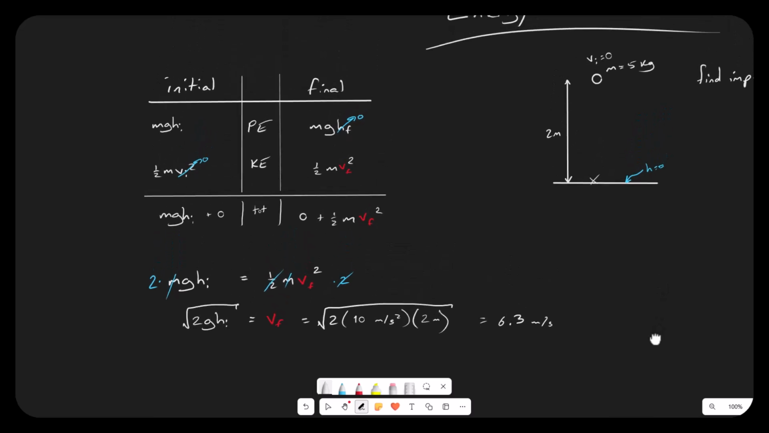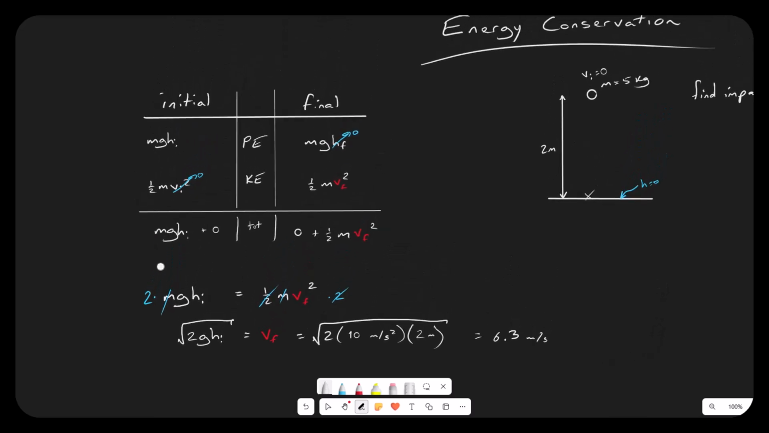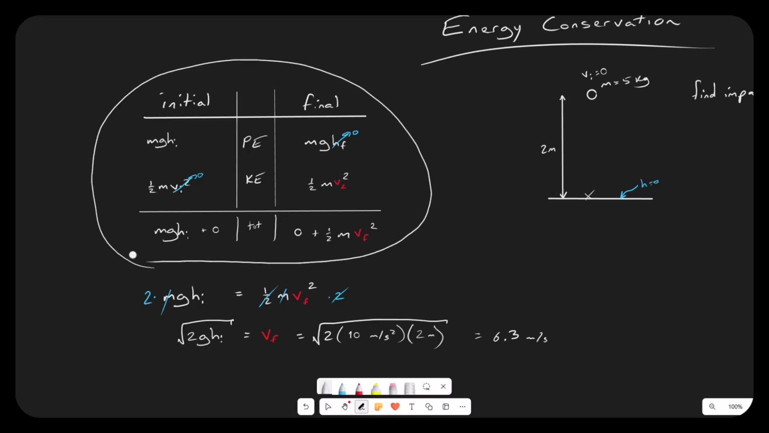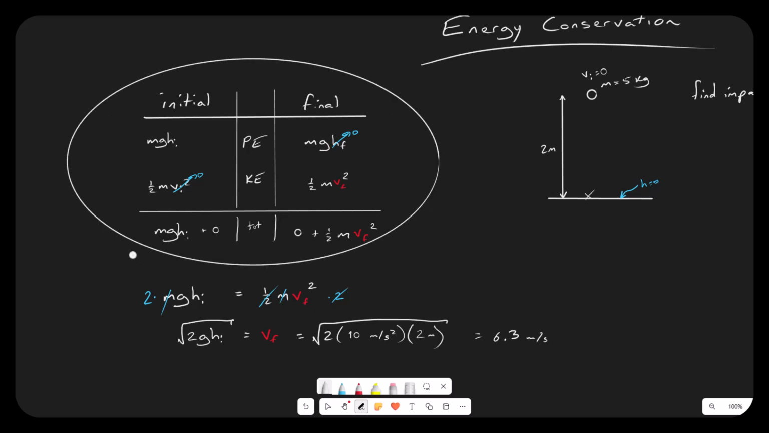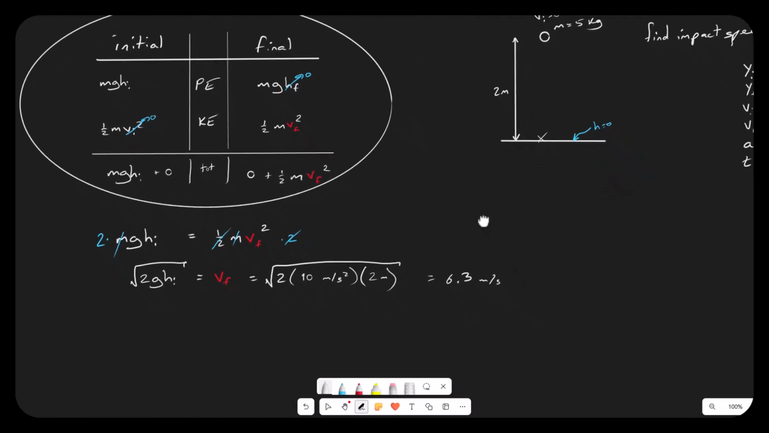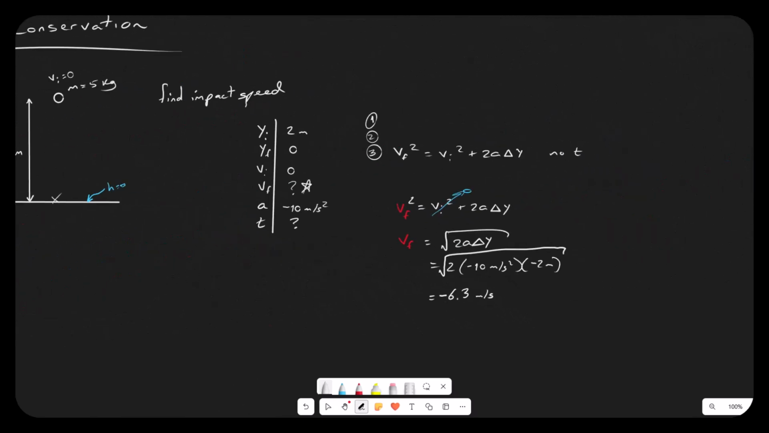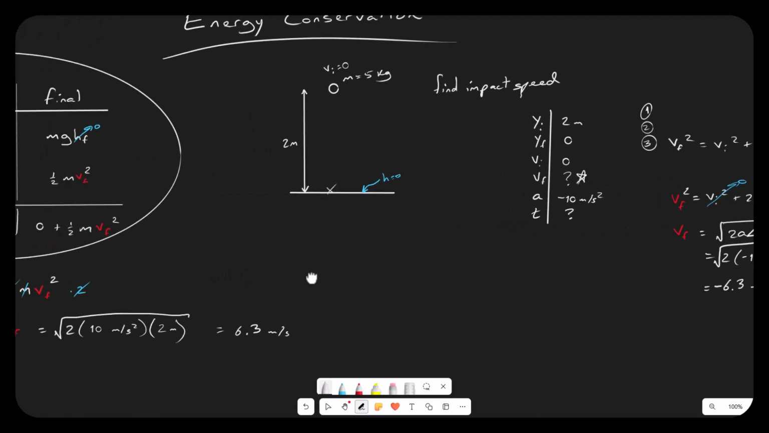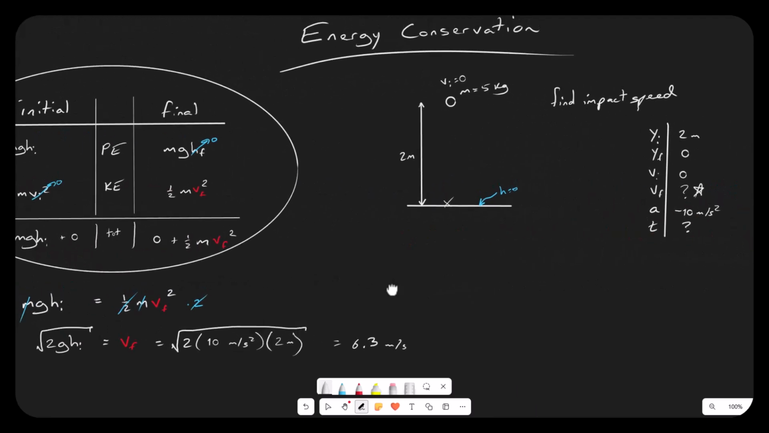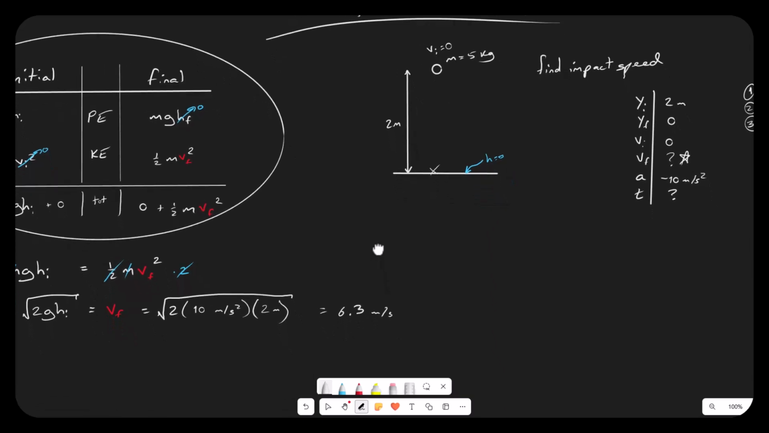All I'm doing with these is setting up a table. I'm saying my total initial energy is equal to my total final energy. I've already gone through how to find energies, potential, kinetic, and I'm just adding these things up. I can do this same thing, and that's great to have a new way of doing the same thing, but it doesn't add anything for me.